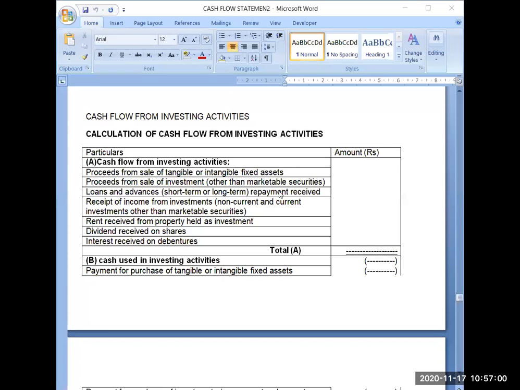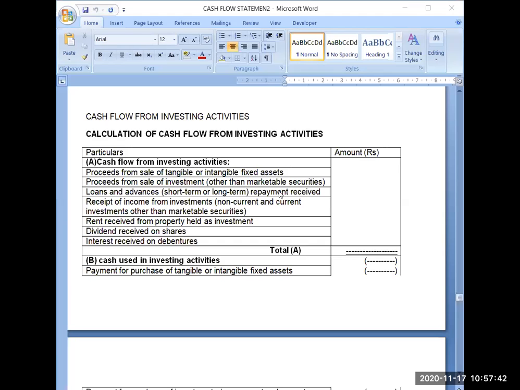Then receipt of income from investments. Like if you are investing in any shares, then you will be receiving the dividend. Or you are investing in any debentures, then you will be receiving the interest. So whatever payment you are receiving as income on that fixed asset, that will also be an inflow. If you have invested in any land or in any property and you are receiving rent, that will also be a cash flow from investing activity. If you are receiving any dividend or interest, then it will also be an inflow of investing activity.